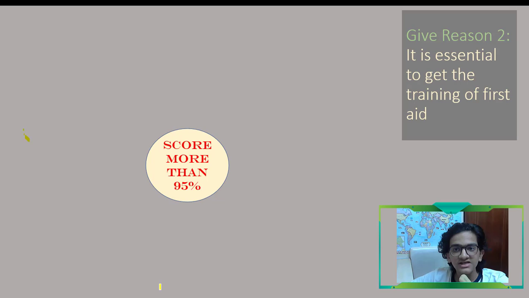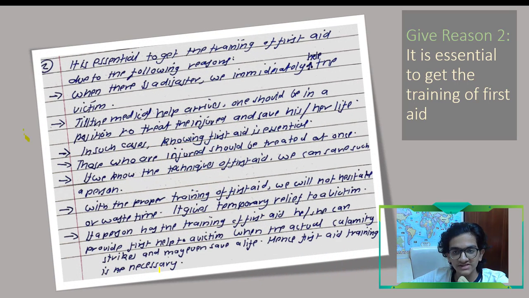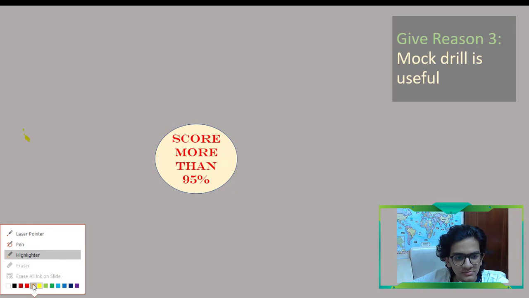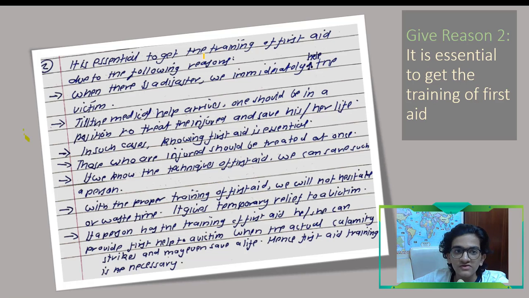So next answer, it is essential to get the training of first aid due to the following reasons. When there is a disaster, we immediately help the victim. Till the medical help arrives, one should be in a position to treat the injured or save his or her life. In such cases, knowing first aid is essential. Those who are injured should be treated at once.